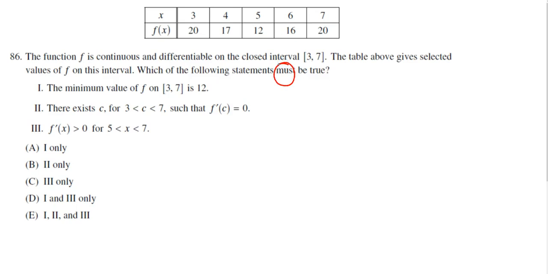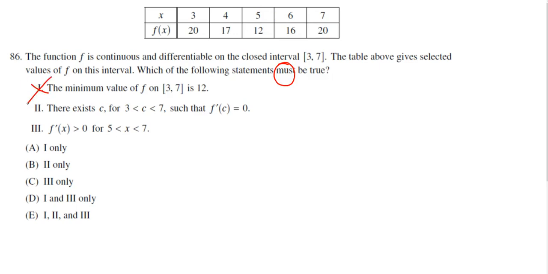Okay, so Roman numeral 1, the minimum value of f on the interval 3 to 7 is 12. Does not have to be. Okay, we are just given a snapshot of what's going on. We're just given 5 points out of an infinite number. That does not mean that out of the 5 they happen to have given us the lowest one here. We don't know what happens in between. It could dip way down, and we don't know. So this does not have to be true.